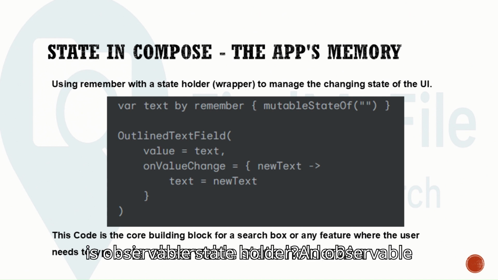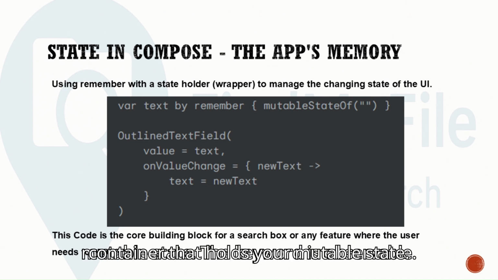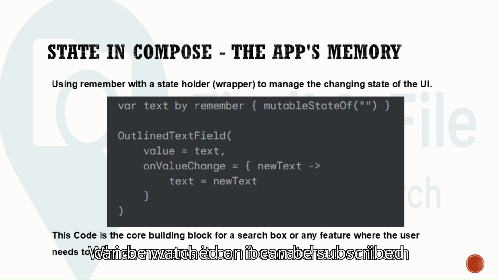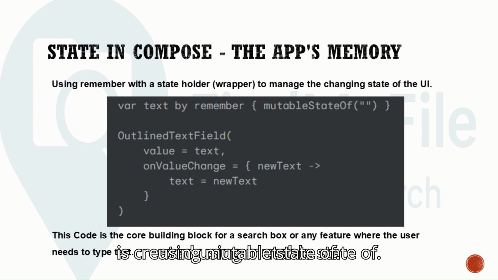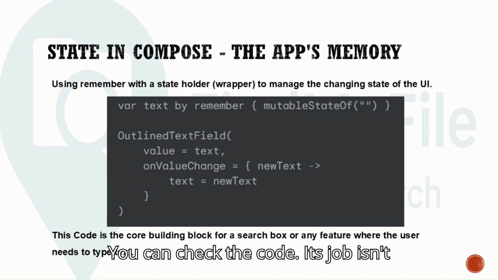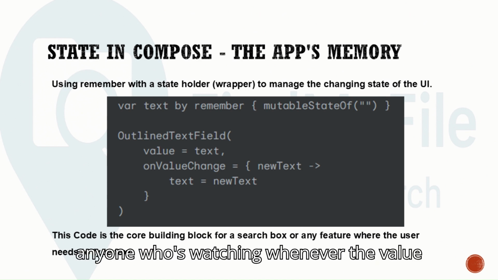What is an observable state holder? An observable state holder is a special wrapper or container that holds your mutable state. The key word is observable, which means it can be watched or subscribed to. In Compose, this wrapper is created using mutableStateOf. You can check the code. Its job isn't just to hold the value, but to notify anyone who is watching whenever the value inside it changes.